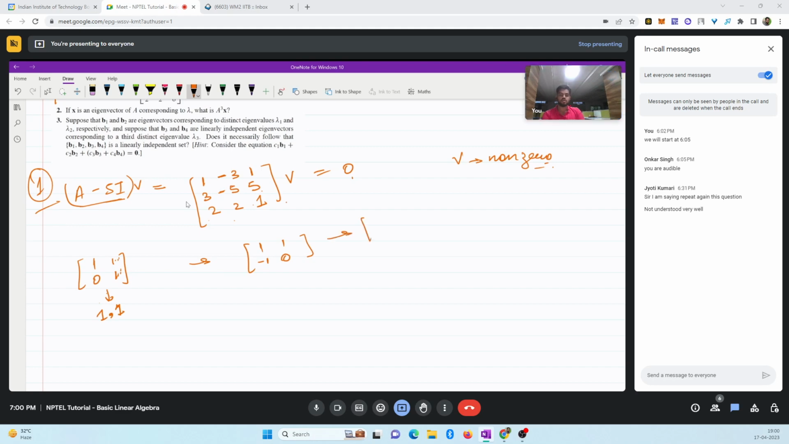Determinant of A minus lambda I not equal to 0, so 5 is not an eigenvalue of A. Then it is not an eigenvalue. So what is the determinant that you got for this matrix?